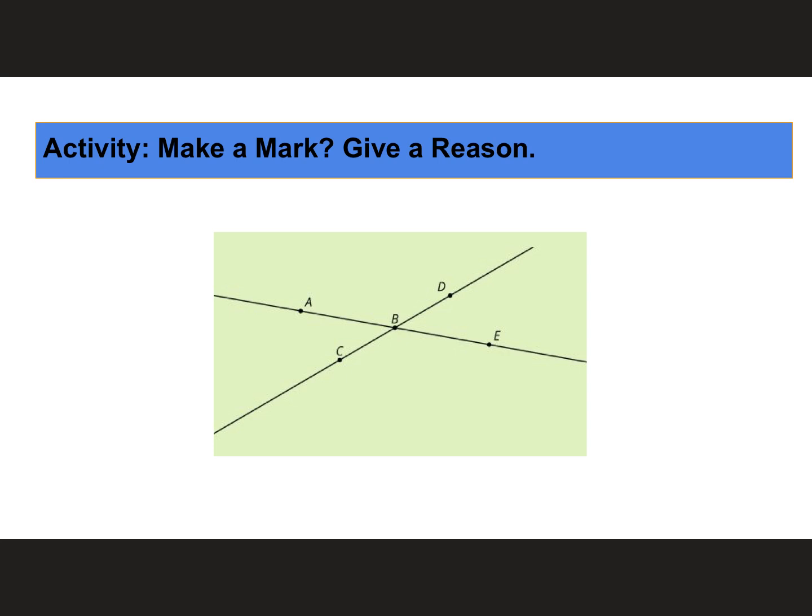So let's talk about this. Make a mark and give a reason. You're going to do an activity with some lines and some reasoning. But let's look at this shape. I see I've got 4 different angles here. I have angle ABD, angle DBE. Sorry, I should have a little angle symbol in front of each of these.